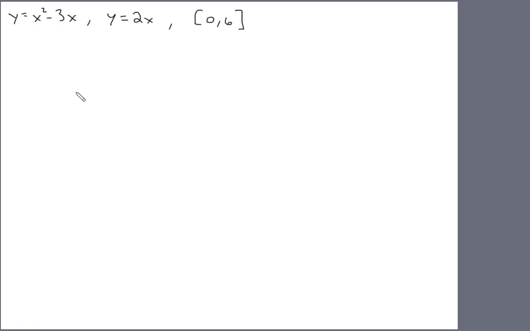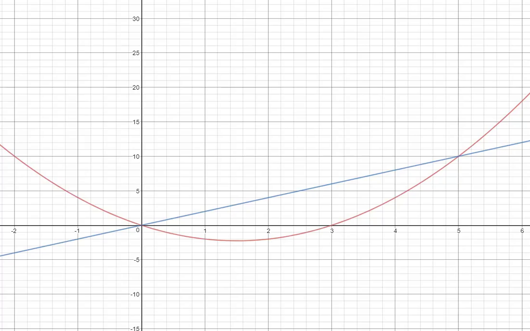Looking at example 3, it says to find the area between these two curves, this one and this one, on this interval. So here we have to be a little bit careful about what the interval is telling us. And I'm going to demonstrate this with a graph. So just take a look at this graph from Desmos.